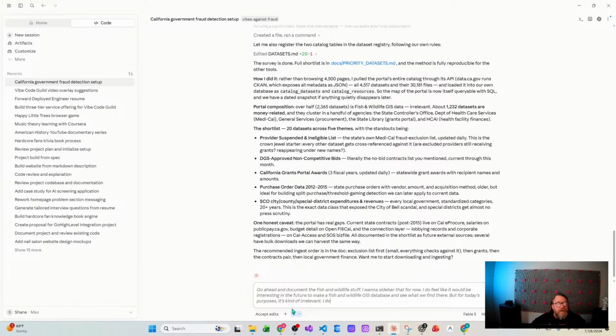I do like the idea of getting the post 2015 data like Cal eProcure, the salaries, all the other stuff that you found. So let's make sure that that's well documented because I want to come back to that. And then I think let's work through your recommended ingest order and we can start working on that immediately.